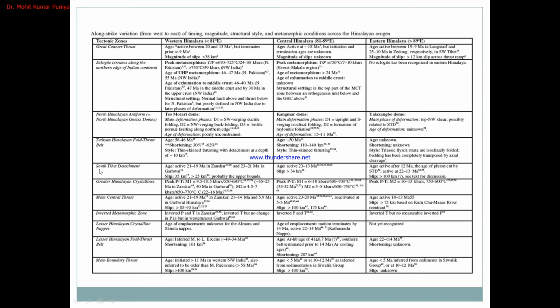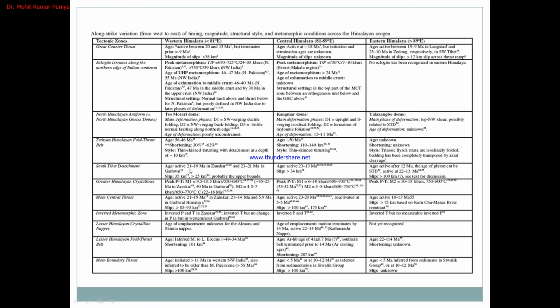So here we can see South Tibetan Detachment. This South Tibetan Detachment, also known as Trans-Himadri Fault, is the only normal fault in the Himalaya. This is a normal fault. This is not a thrust. All MCT, MBT, HFT, HFF, all are thrusts, but this South Tibetan Detachment or Trans-Himadri Fault is the only normal structure in the Himalaya, and the age of this is 21 to 19 million years, and here the Main Central Thrust is 21 to 19 million years.